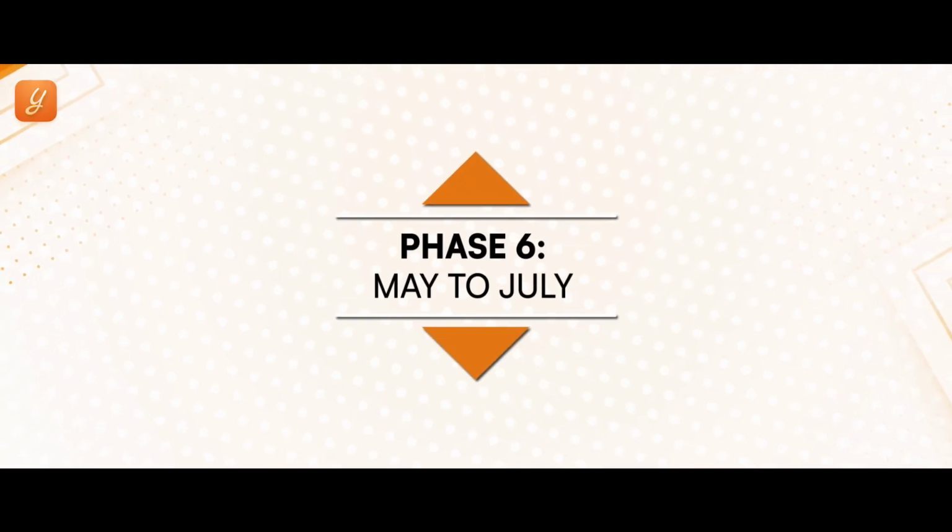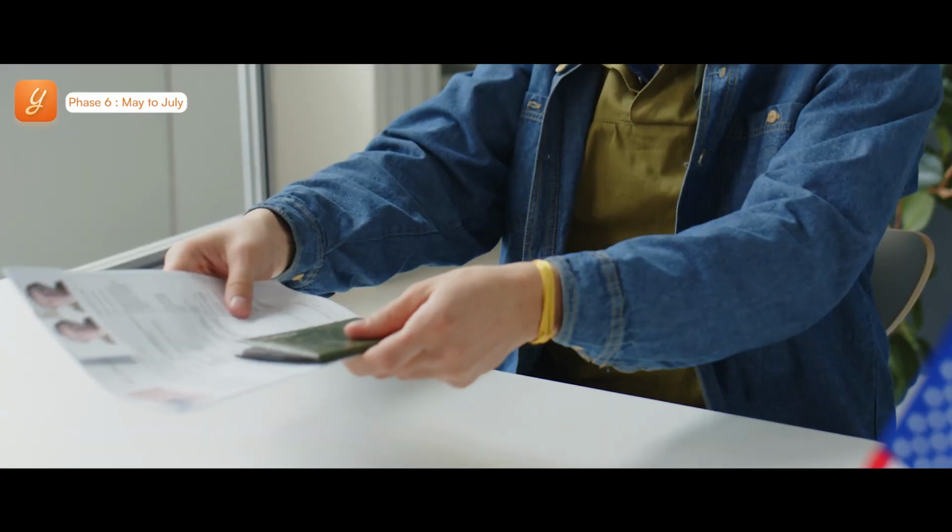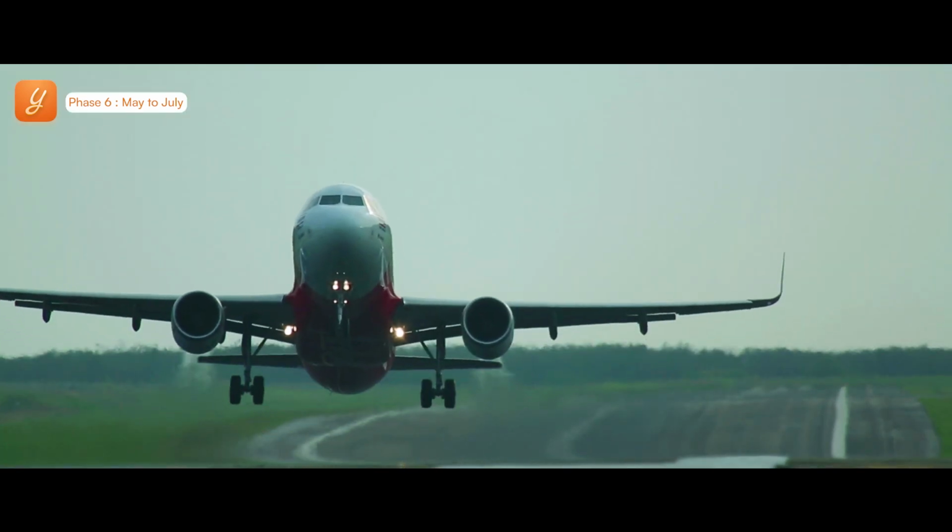Phase 6, May to July. The last phase is to clear your visa interview and then prepare for your flight abroad. As per F1 visa rules, you may enter the US as early as only 30 days before the start of your course date, which means that most students fly off to their university during late July or early August.